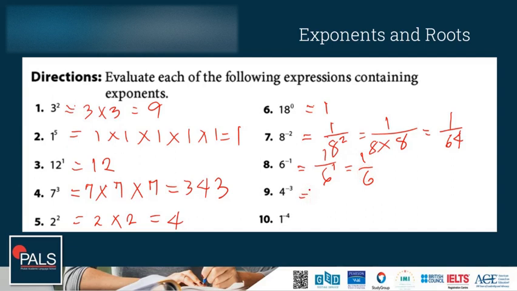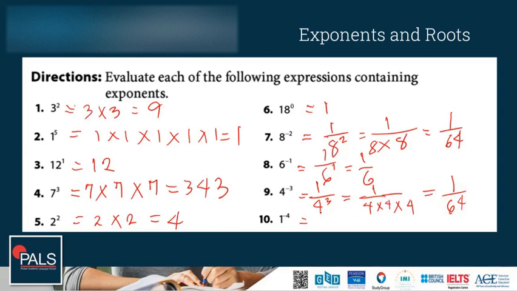Okay, 4 to the power of negative 3. We'll find the reciprocal. So 4 to the power of 3, or 4 cubed, is the same as 1 over 4 times 4 times 4, which is equal to 1 over 64.